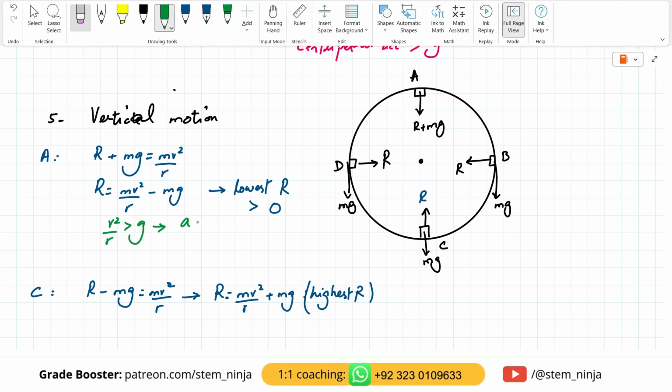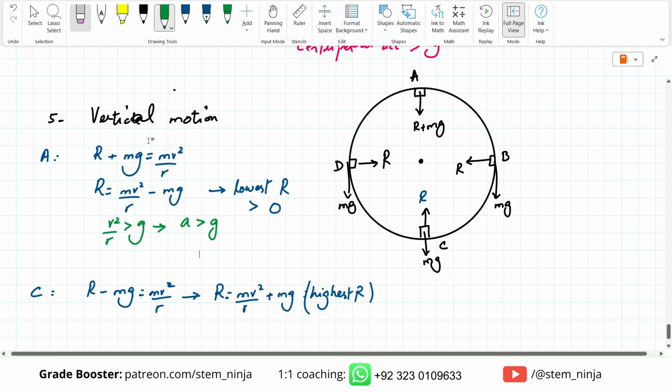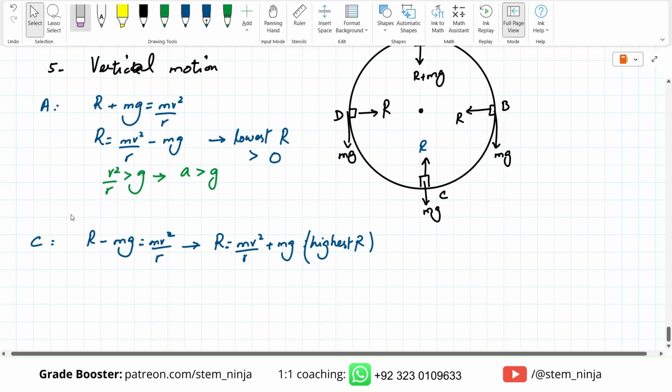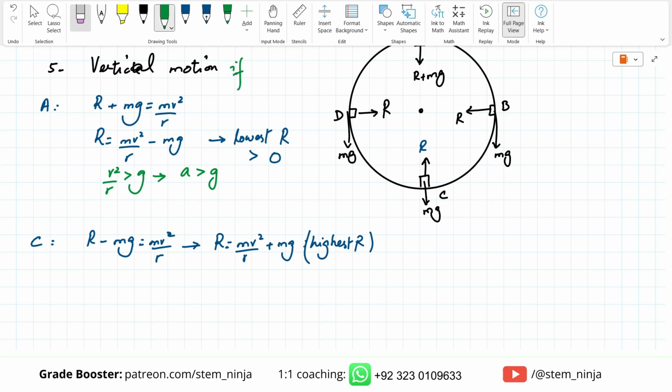So acceleration has to be greater than g. Acceleration has to be greater than g, the centripetal acceleration. Now, this was the case if the object is maintaining its velocity. So this would be exactly the same if v is constant, if we are maintaining a constant speed.